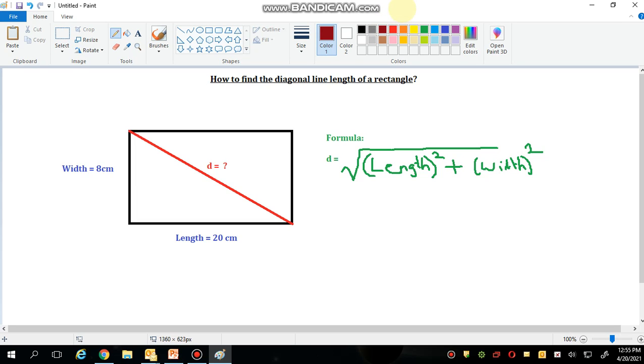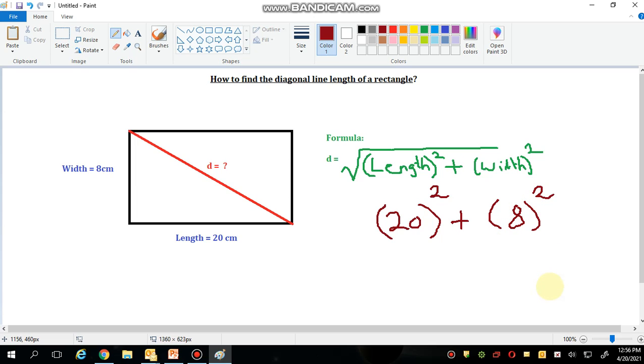Now, how do we use this formula? Let's plug in the numbers. We know what the length of this rectangle is. It is 20 centimeters. And of course, when I put it in, I'm going to put it inside the parentheses where there's a square there. Plus, my width here is 8 centimeters long. So I plug in the 8, and that's also something I'm going to square.